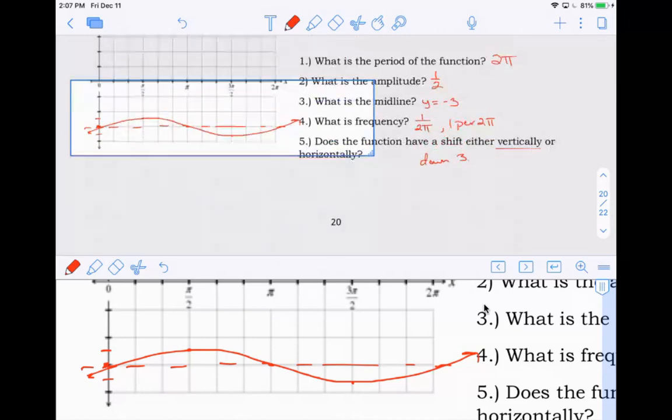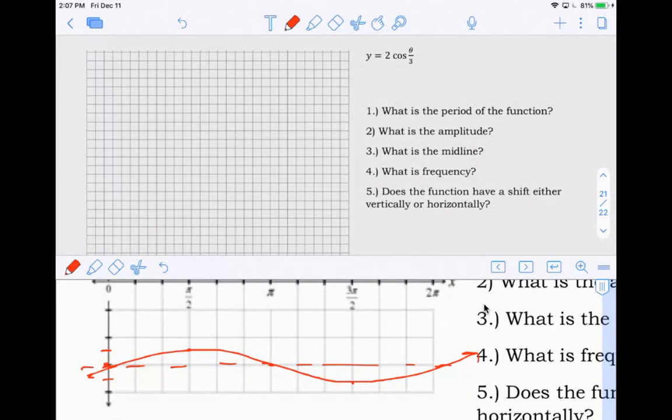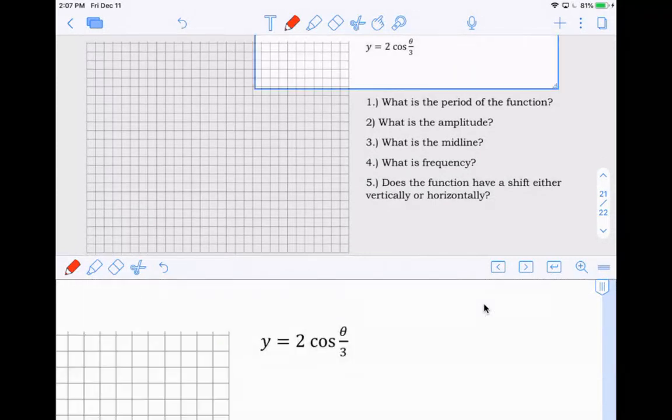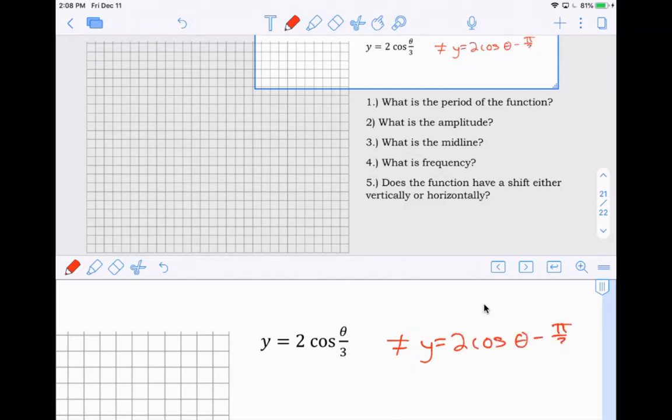This last one in the video that I want to talk about before we go to some extension ideas is what happens if you try to change the period. So here I have y equals 2 cosine theta over 3. Now notice this is not the same as y equals 2 cosine theta minus pi over 3. Not the same thing, okay? The one on the right is just a horizontal shift, okay? That's a right pi over 3.